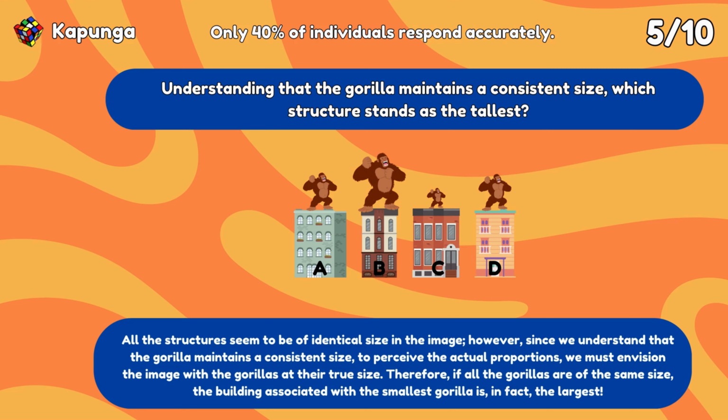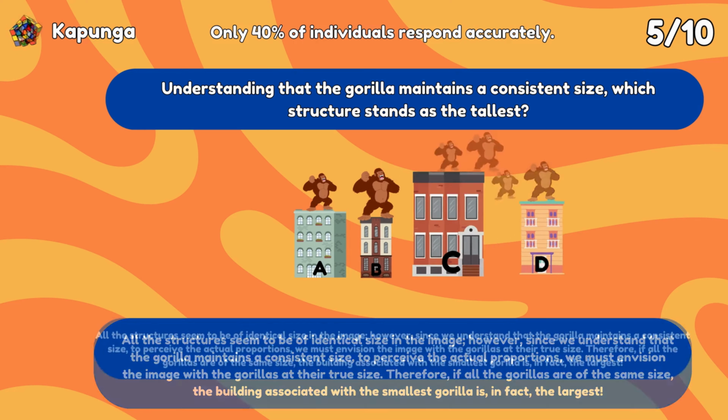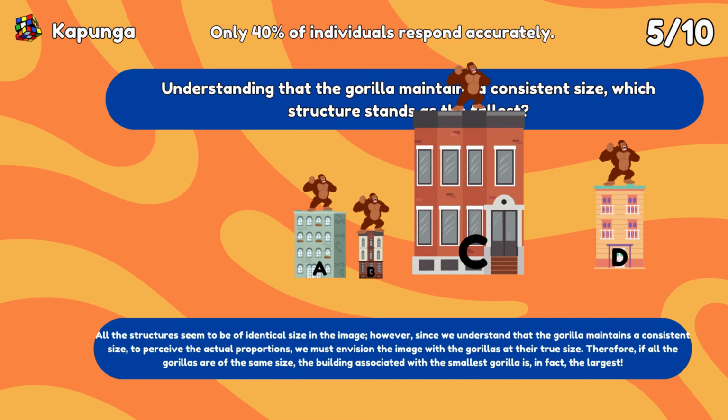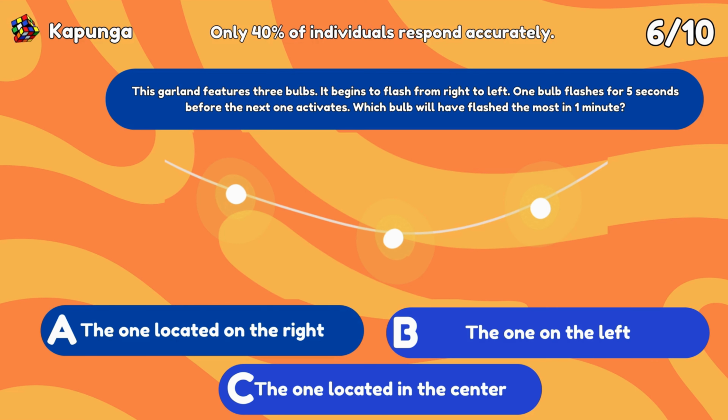However, since we understand that the gorilla maintains a consistent size, to perceive the actual proportions, we must envision the image with the gorillas at their true size. Therefore, if all the gorillas are of the same size, the building associated with the smallest gorilla is, in fact, the largest. Next question. This garland features 3 bulbs.